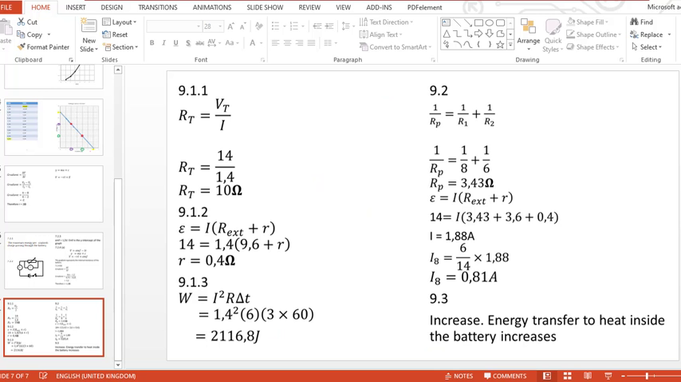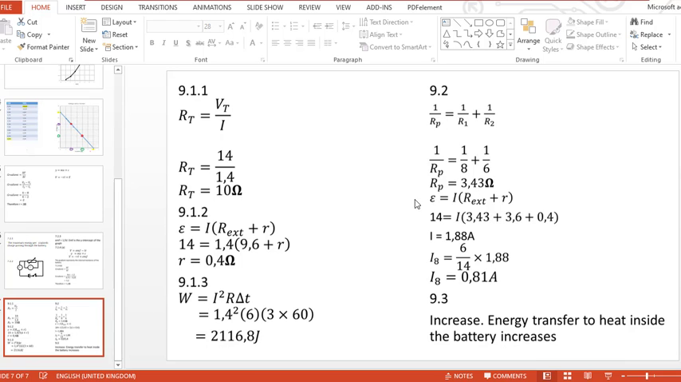So we say 9.1.3, 9.2. First, we find the total parallel resistor by using the parallel formula. 1 over R parallel is equal to 1 over R1 plus 1 over R2, and then we substitute the 8 and the 6 ohm resistors, and then we get the parallel resistor.